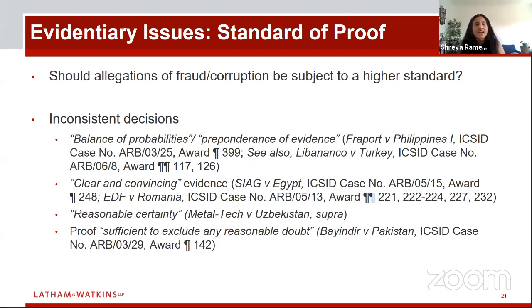Having now looked at the various stages in which corruption allegations may be brought by parties, both claimants and respondent states, I think it's important to spend some time talking about what is actually required in order to succeed in a corruption claim. Now, on the evidentiary standard of proof that's required to be met, there's a lot of jurisprudence available, both in civil and especially in common law countries, that fraud and corruption are required to be proved to a higher standard of proof.